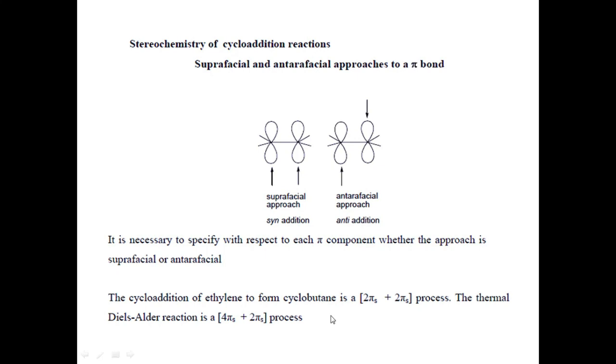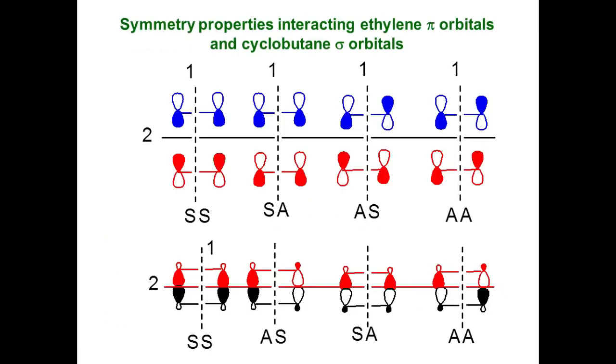The thermal Diels-Alder reaction is a 4s plus 2s process, right? This is the symmetry process of interaction of the ethylene pi orbital and the cyclobutane sigma orbital. Here the blue and red colors are the nodes: SS, SA, AS, and AA, and then also SS, AS, and SS, SA, and AA. So this is for the cyclobutane sigma orbital formation.